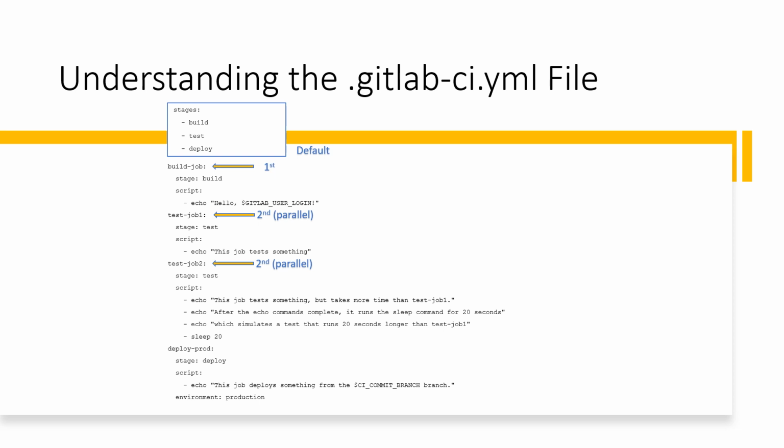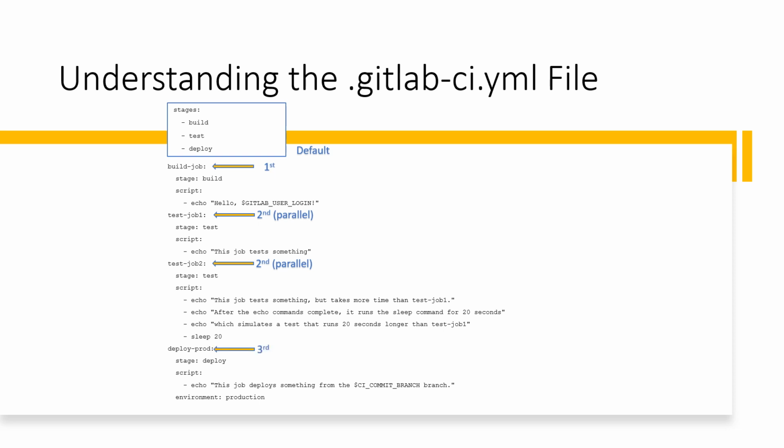If more than one job is tied to a stage, then they execute in parallel within that stage, just as test job 1 and test job 2 are defined here. The caveat to this is that there must be enough runners available to independently handle the jobs to execute in parallel.